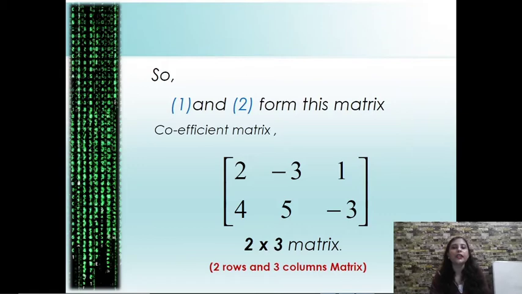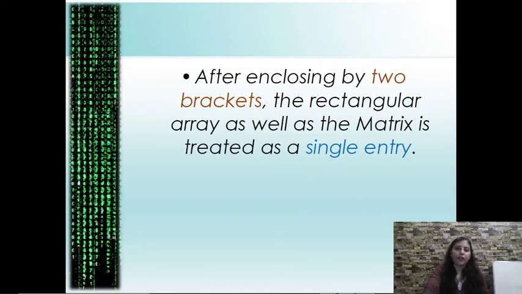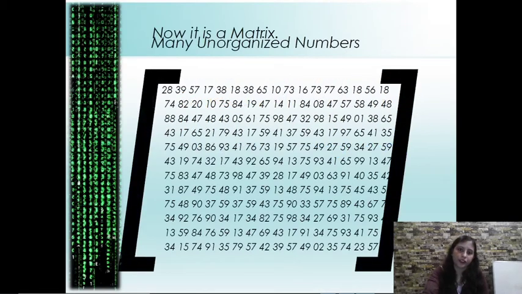Similarly, we have three columns. What does column mean? The vertical lines. That is, 2, 4 is the first column, minus 3, 5 is the second one, and the third column being 1 and minus 3. So it's a 2 cross 3 matrix. Now, we can have just a single element also in a matrix. Supposedly, I can say 2 and I give a bracket. So, 2 means there is a single row and a single column. But since I have written it inside a bracket, it represents a matrix and it is a single entry matrix.